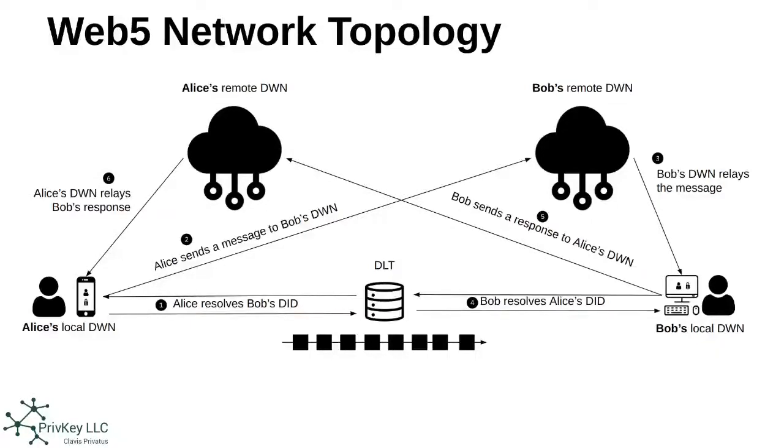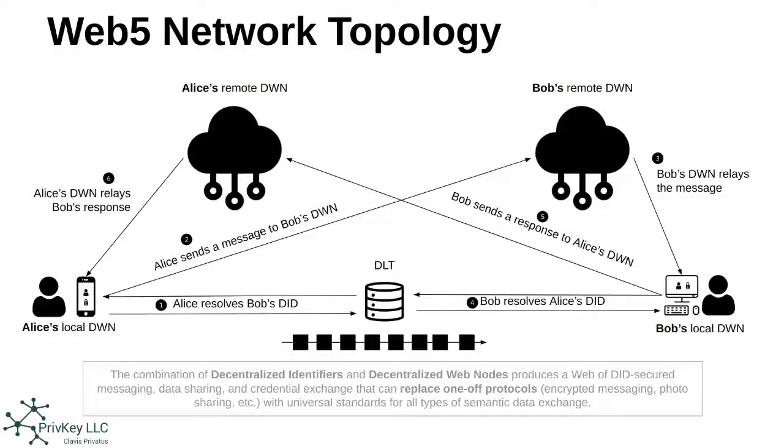And so Alice then relays that response that she got, that public key and everything, to her own network. So her network is aware now of who Bob is, basically. She has verified Bob.